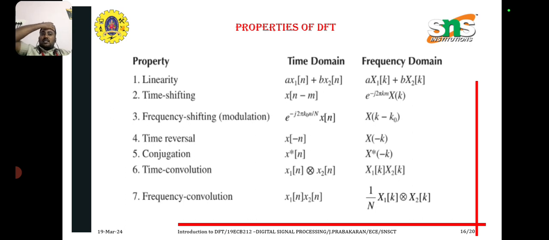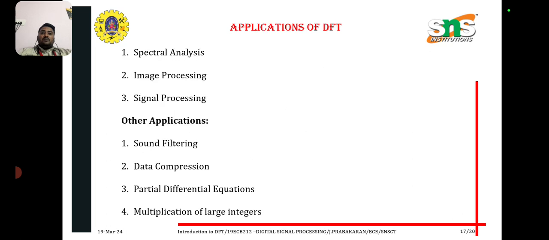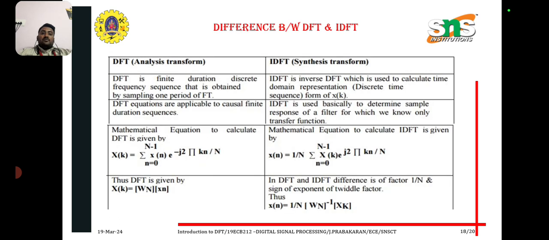Some properties. These are the properties of DFT: linearity, time shifting property, frequency shifting, time reversal, conjugation, time convolution, frequency convolution. These are the properties of the DFT. And some of the applications are spectral analysis, image processing, signal processing, sound filtering, data compression. These are the applications of the DFT.